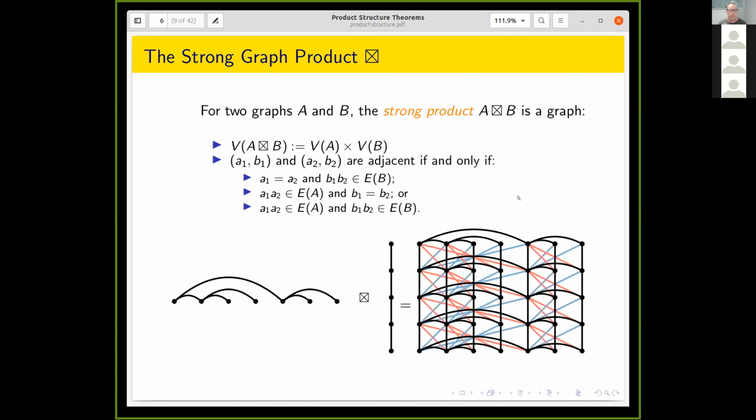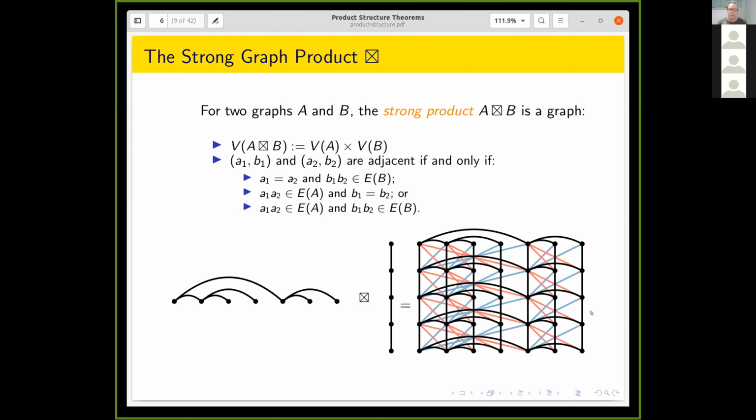The other thing that you need to know about is the strong graph product. If I take two graphs A and B and take their strong product, I get a graph whose vertex set is the Cartesian product of A and B. The way I think of it is I will see many copies of A, in fact one copy for each vertex of B. So in this picture, I see many copies of the tree, the black horizontal edges, and I also see many copies of the path B, the vertical paths in this graph, also in black.